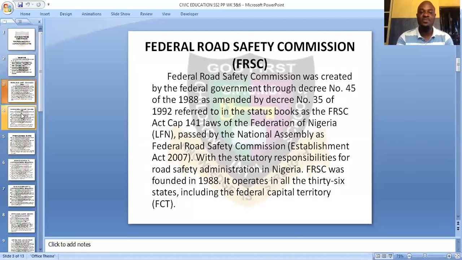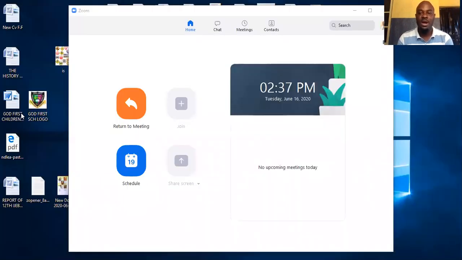Now let's look at the functions of FRSC. Okay. Now, sorry for that little break. This network, when it comes back.